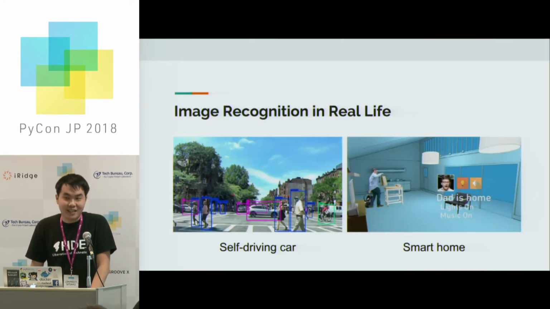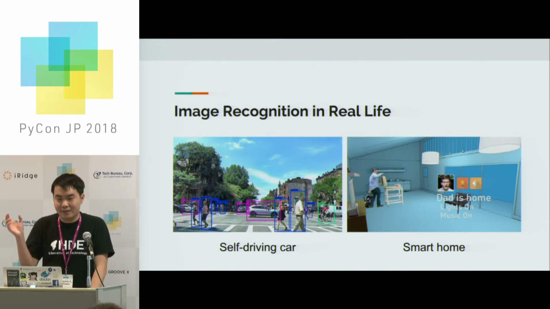Let's start. If we are talking about image recognition, we already use a lot of it in our daily life. For example, in China and the United States, there are several companies trying self-driving cars. Some companies are also working on smart homes: if you are going home, the camera detects your movement, knows that it's you, and can take action based on that.